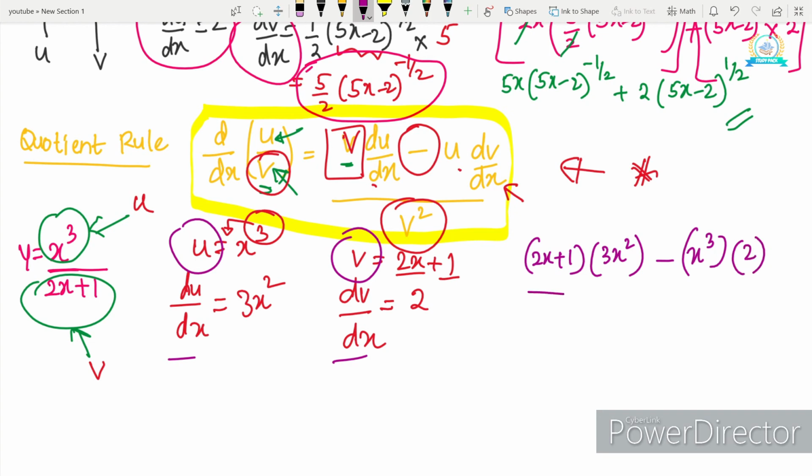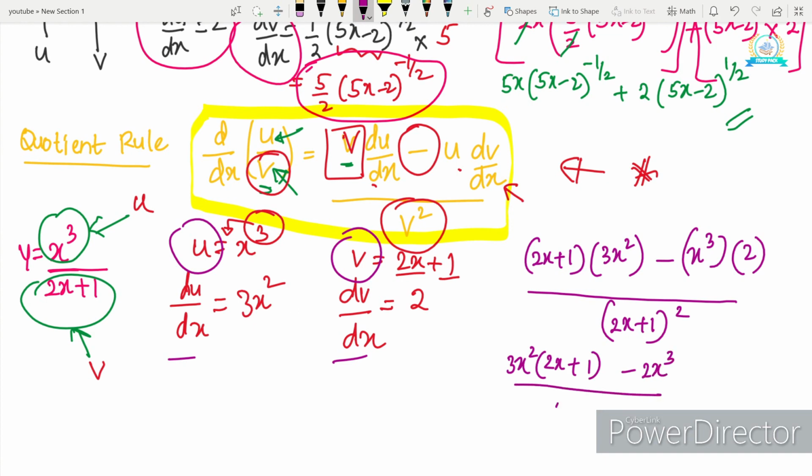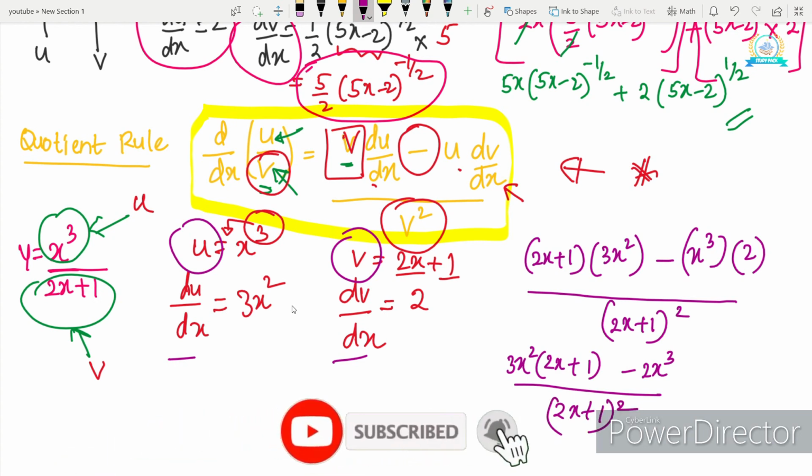And you have to square the function in the denominator, that's 2x plus 1, and you square it. So it's very simple here: 3x squared times 2x plus 1 minus 2x cubed, over 2x plus 1 squared. Again, you can take x squared out and make it a bit more simplified, but I'll stop there. So I hope it's clear.